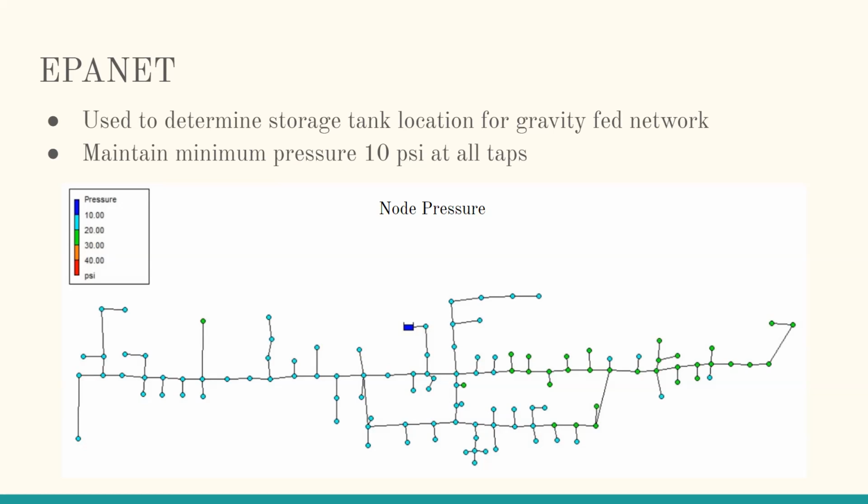And we decided to go with a gravity-fed distribution system to reduce the need for a second pump. So we had to pick a location that would provide adequate pressure and also be able to raise the storage tanks enough to provide that minimum PSI at all of the taps.